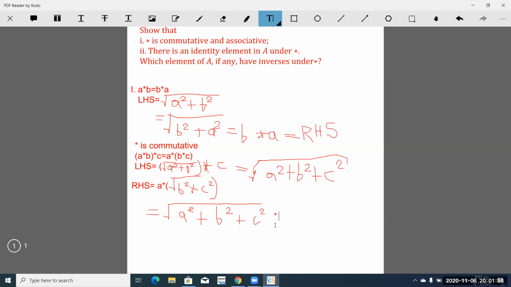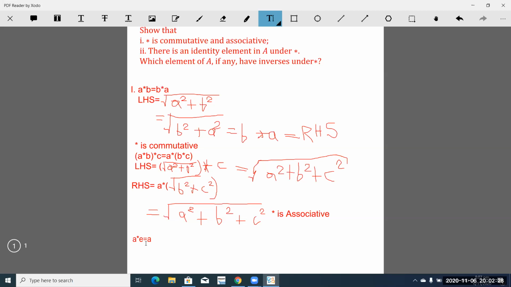All right, now that we've shown that star is associative, the next part says to find the identity. How are we going to find the identity? a star e is equal to a. So we're solving a star e equal to a.